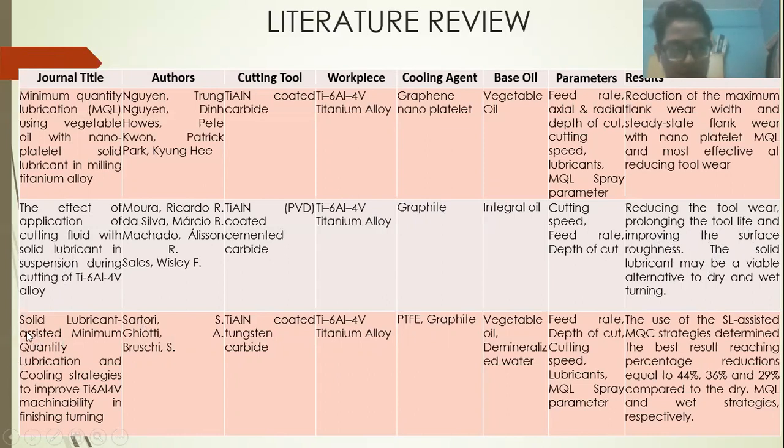Next is still using solid lubricant, and the solid lubricant used is graphite and PTFE, and the base oil is vegetable oil and also demineralized water. And the result is the use of the solid lubricant assisted MQL resulting in the best result, reaching percentage reduction equal to 44%, 36%, and 29% compared to the dry, MQL, and wet strategies respectively.